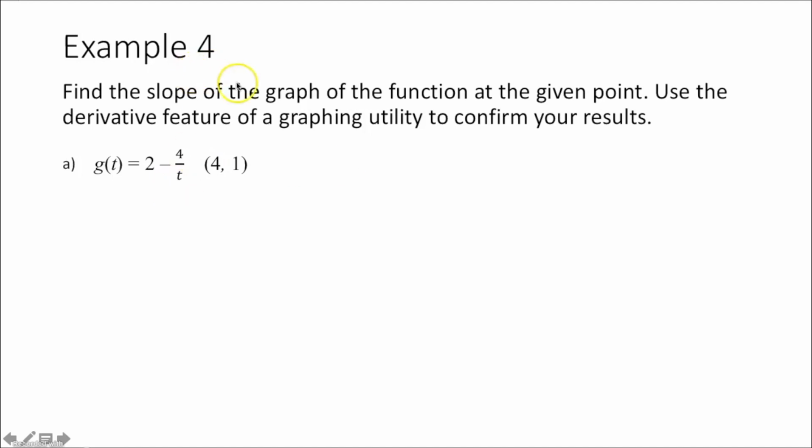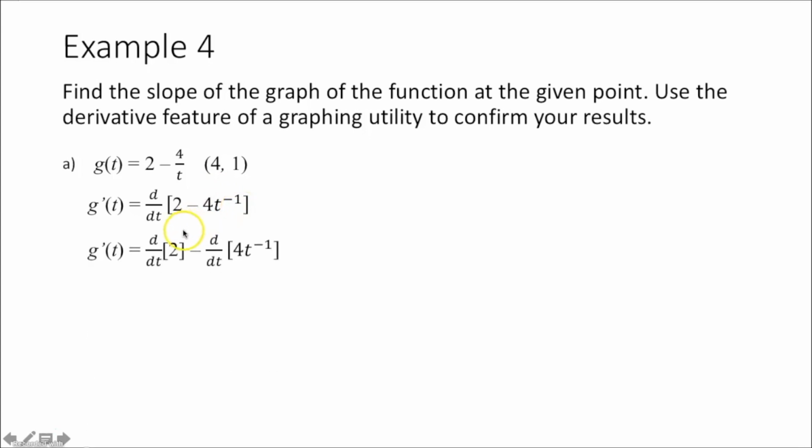In order to find the slope of the graph of the function at this given point, I want the slope of the tangent line to the graph at this given point. Meaning, I want to find the derivative of this function and plug in the point of tangency. That's all you have to do. So I take the derivative of this function, and in order to do that, I'm going to rewrite this 4 over t as 4 times t to the negative first power, because that'll allow us to use the power rule.